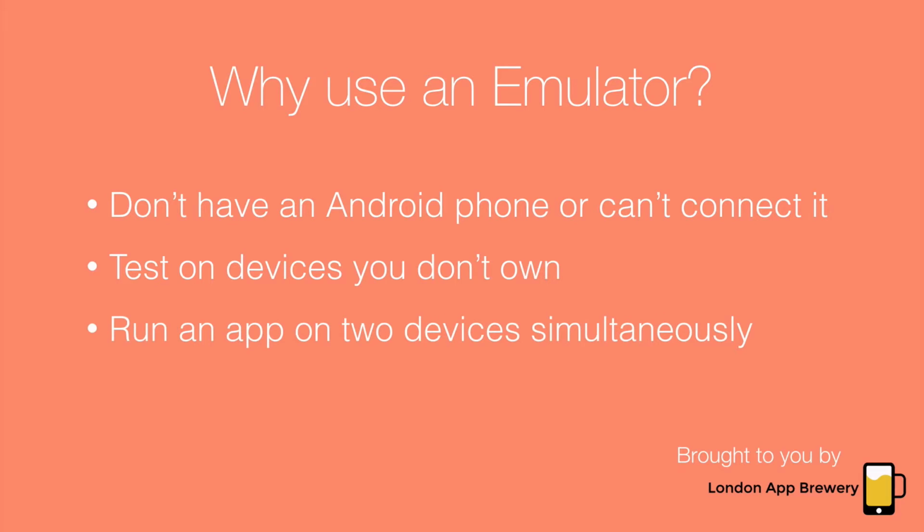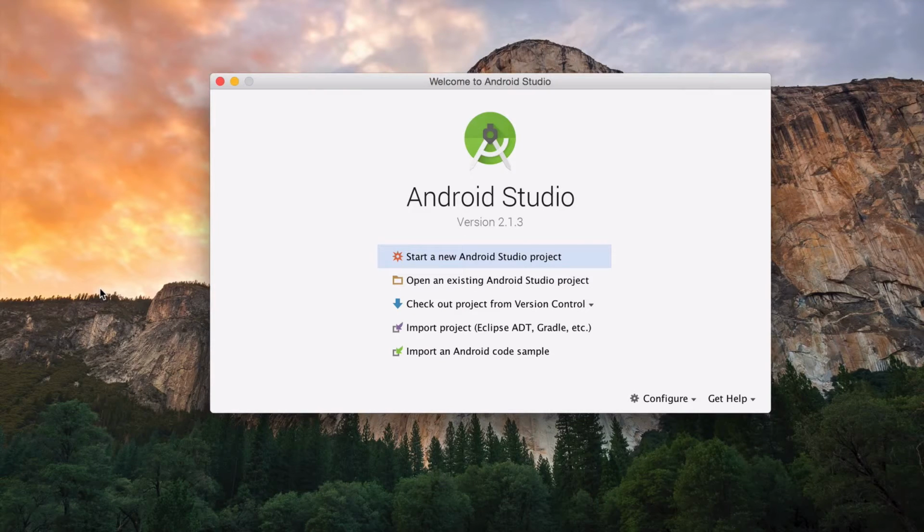Lastly, you can run your app on two devices simultaneously. This is really handy if you're testing a chat application. You can have the emulator up running the app at the same time as your physical device. So without further ado, let's create a virtual device.